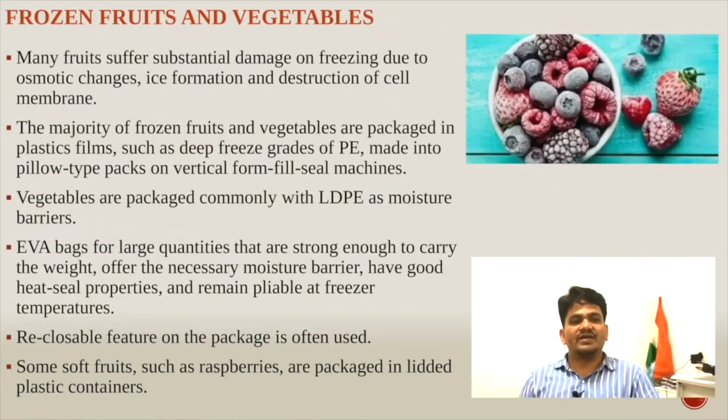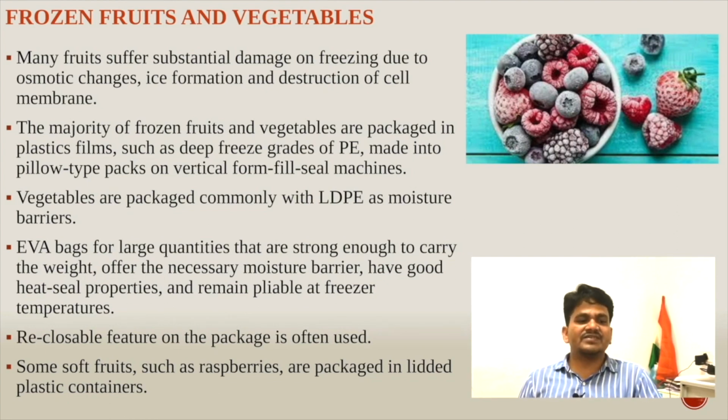Frozen fruits and vegetables. Many fruits suffer substantial damage on freezing due to osmotic changes, ice formation, and destruction of cell membrane due to the formation of the ice crystals, which is mentioned over here. The majority of frozen fruits and vegetables are packed in plastic film, such as deep freeze grades of PE, made into pillow type packs on vertical form fill seal machines. Vegetables are packed commonly with LDPE as a moisture barrier.